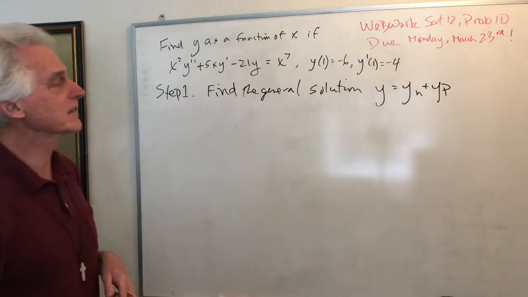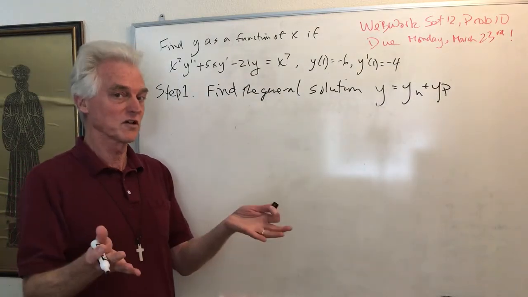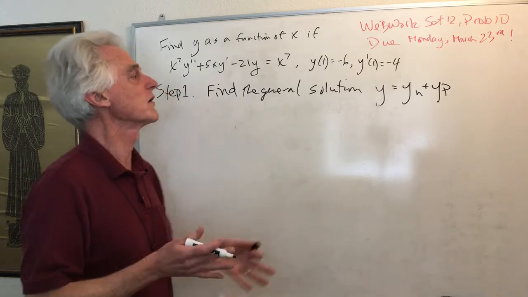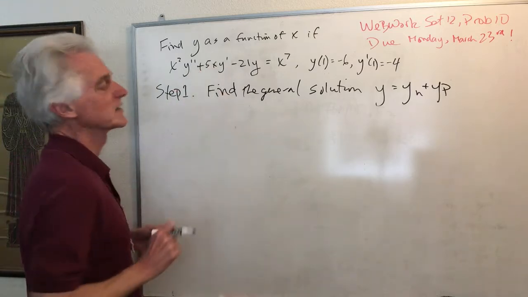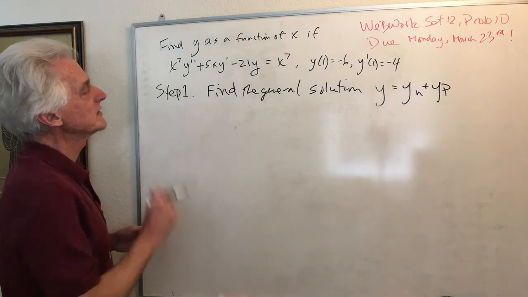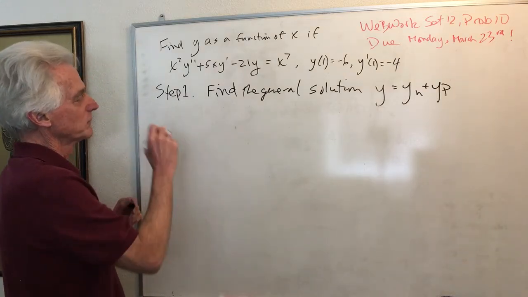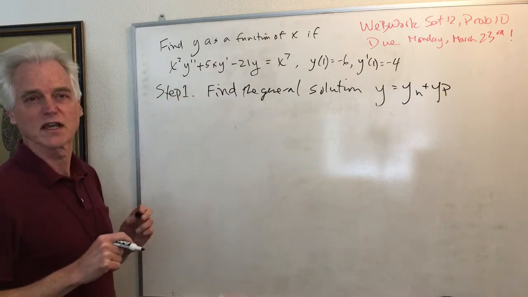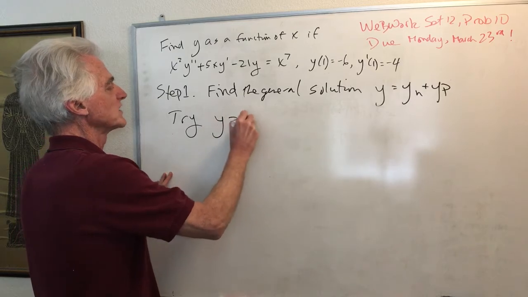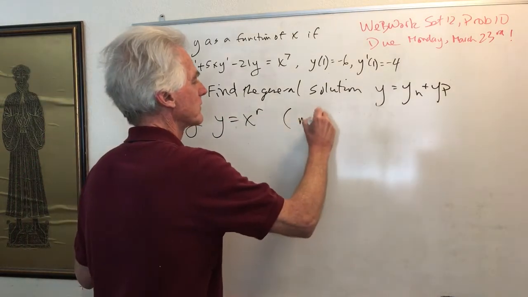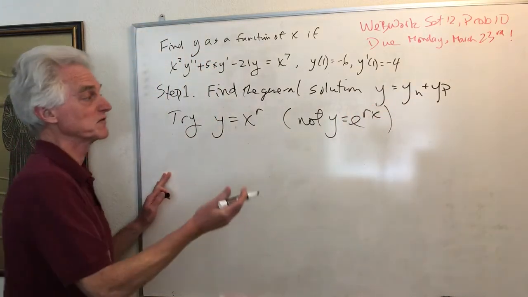Now I really like this problem because it doesn't have constant coefficients. We do so many ODEs with constant coefficients, but this has an x squared times y double prime and an x times y prime. So this has a special property that we can solve this even though it doesn't have constant coefficients. What we're going to do is try y equals x to the r, right? Not y equals, say, e to the rx, which is what we've done so much before.